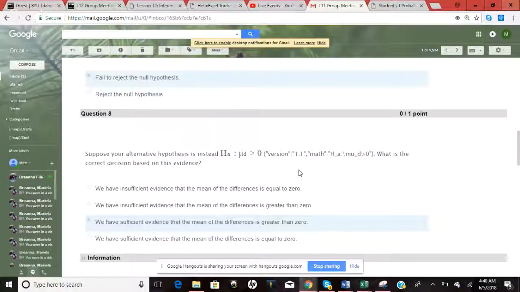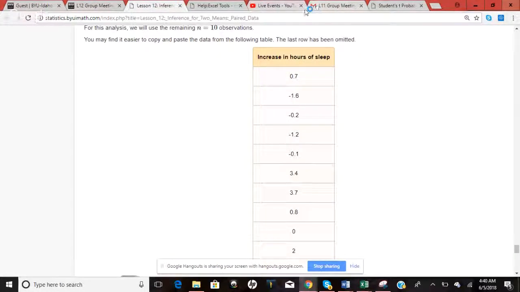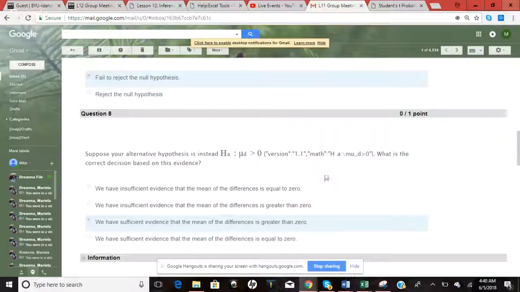And then this one, she had the third one, but we said it's not the third one. Oh, wait, she got it wrong. Which one did we say? The last one, because we do have sufficient evidence that the mean of the difference is equal to 0. Okay, where did she go?